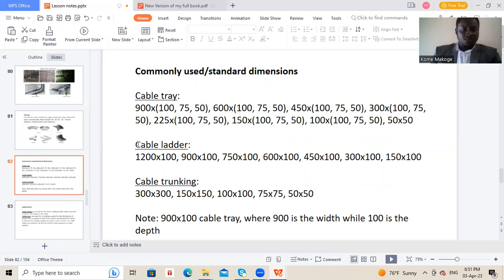The next, we have cable ladders. So we have 1,200 by 100 cable ladder. We have 900 by 100 cable ladder. We have 750 by 100 cable ladder. So it varies with their different dimensions. We have cable trunkings as well with their different dimensions also. So the note here, which I already explained, 900 by 100 cable tray, where 900 is the width of the cable tray, while the 100 is the depth of the cable tray.